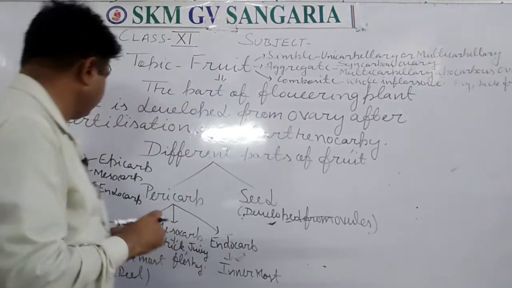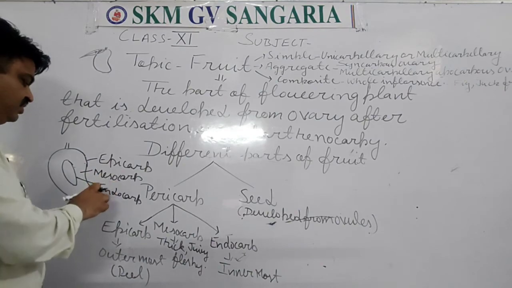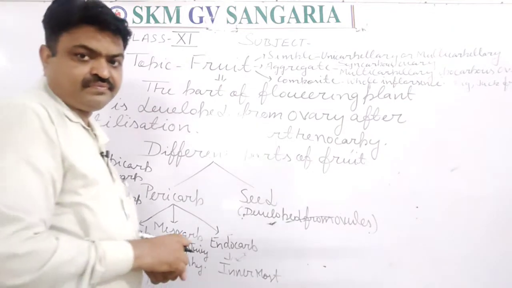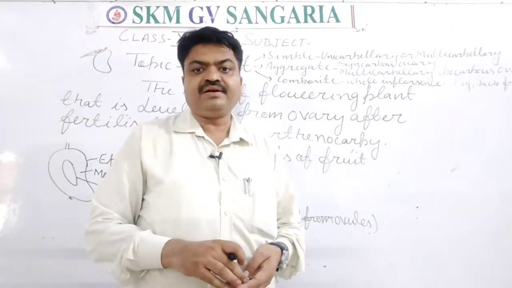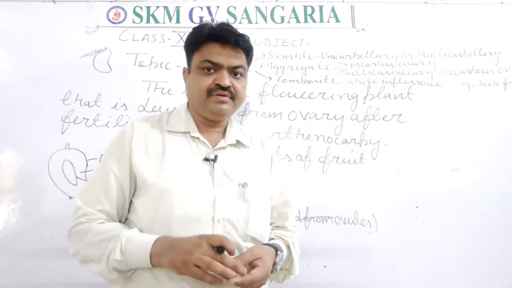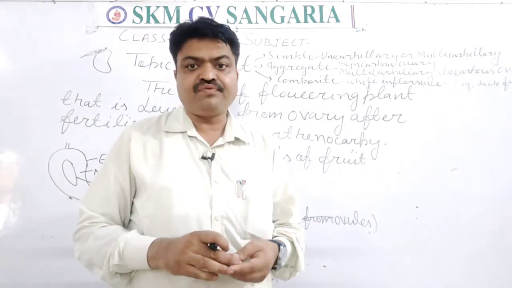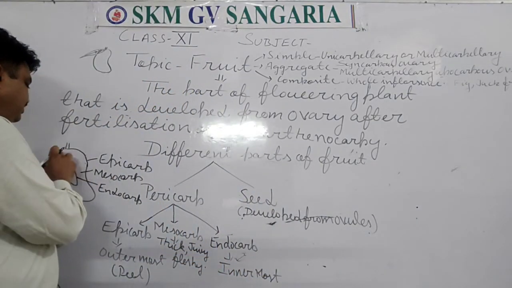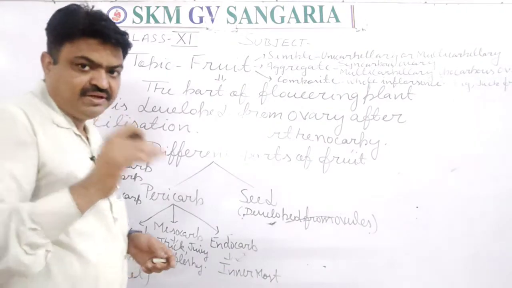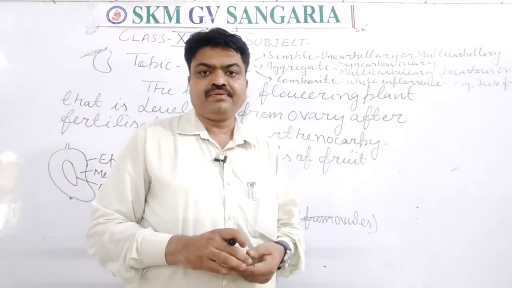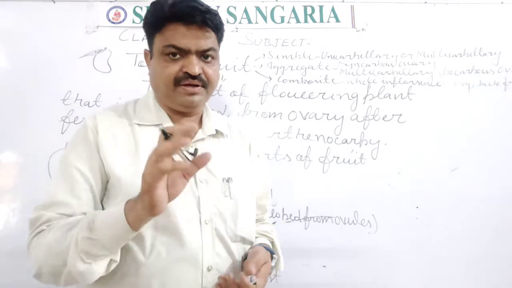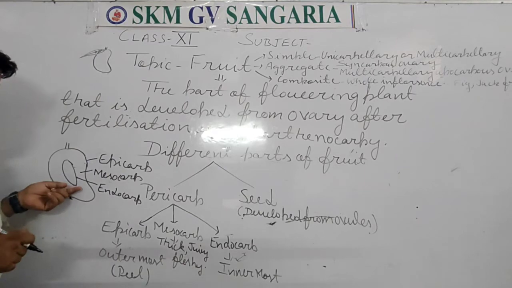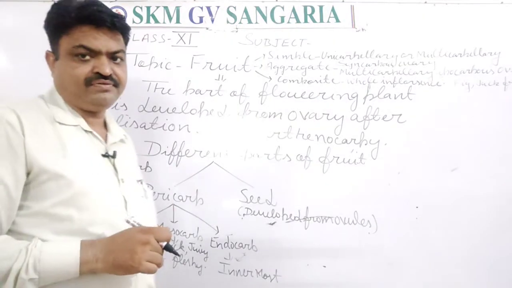So pericarp is divided into three types. First is epicarp, second is mesocarp, third is endocarp. Now the epicarp is made up of sclerenchymatous tissue. And it forms the peel of fruits and vegetables. It means the fruit and vegetable peel is made up of epicarp, students. After that, a thick, juicy, fleshy part is found inside the fruit.